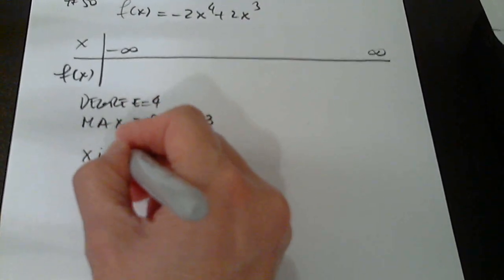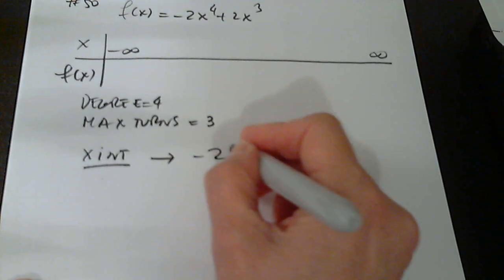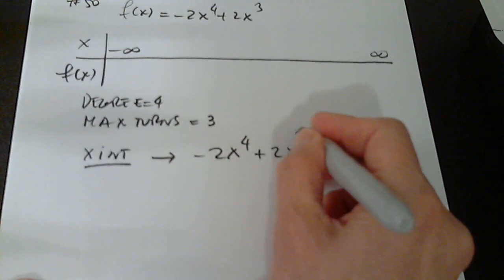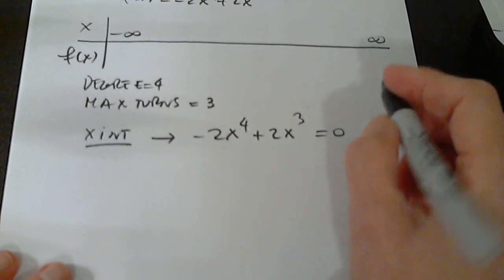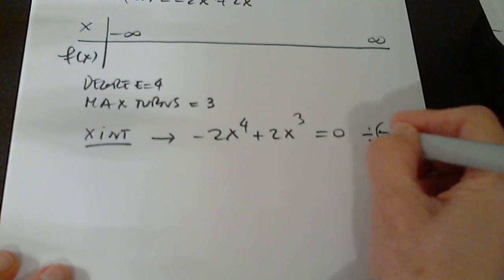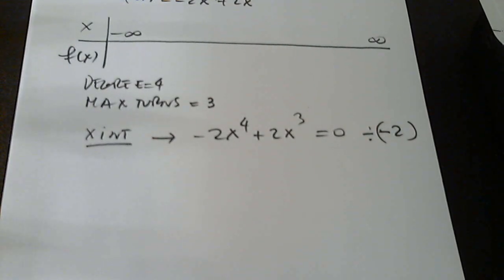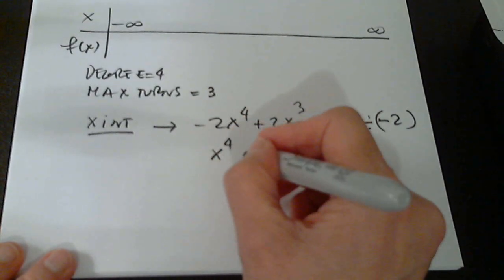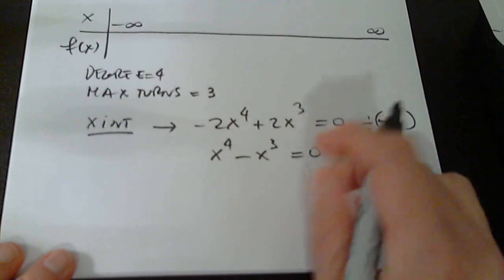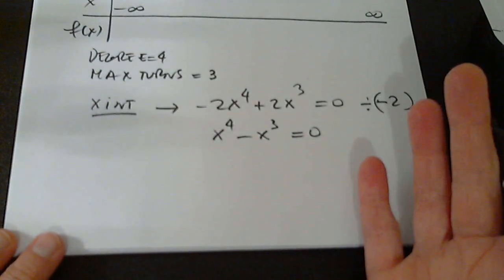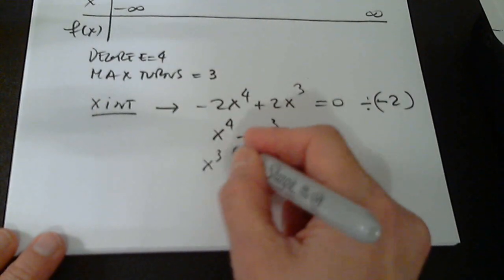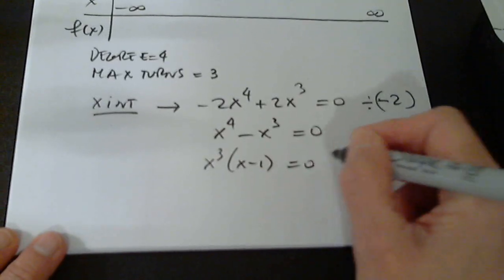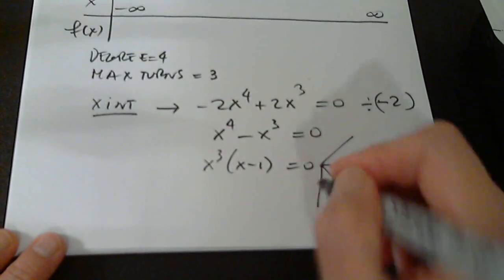X-intercepts. Negative 2x to the fourth plus 2x cubed equals 0. Of course, you know I'm going to divide by negative 2. Do not divide by x, ever. So I have x to the fourth minus x cubed equals 0. I know you're going to tell me to factor out x cubed. And I know you're going to give me 4 solutions.